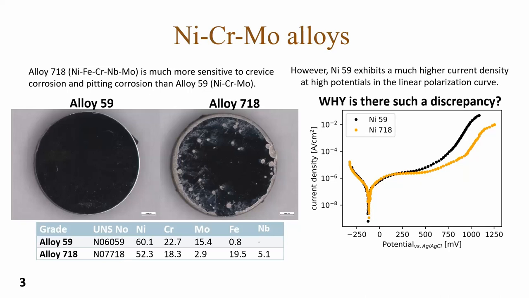But if you measure the current, then you have a problem, because for the nickel 59, you see that the current increases over into the transpassive region much more than for the 718, even though you know that this one is corroding more. And it was the question that this company, Alema, asked: what's going on here? And so I'm trying to explain that today.